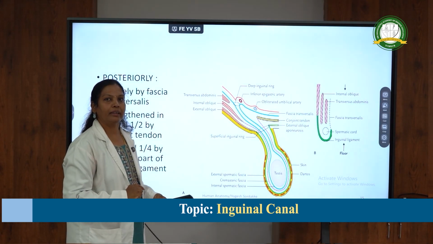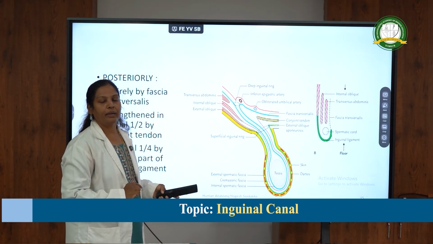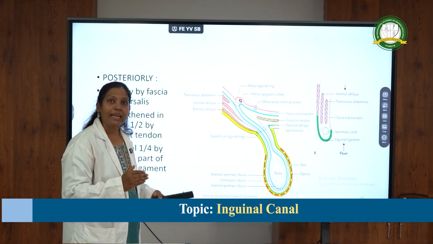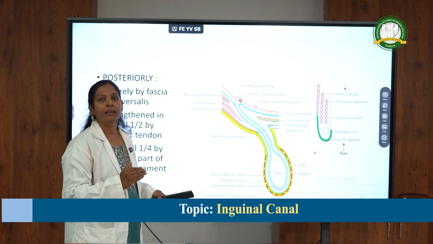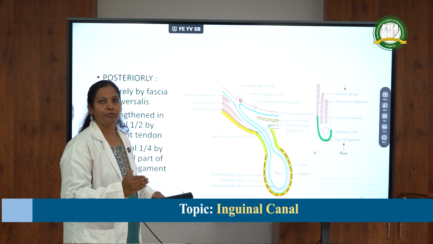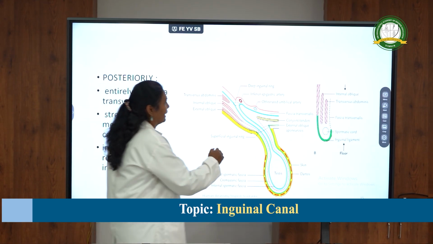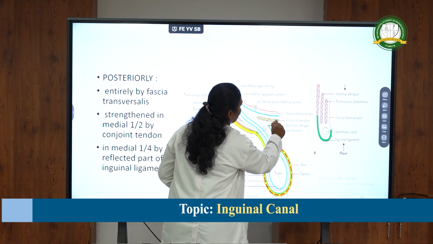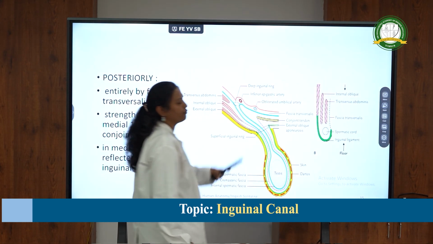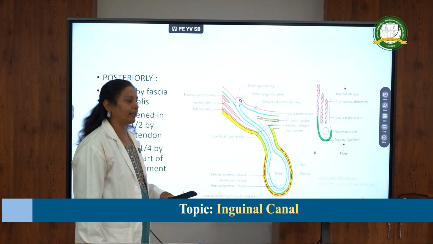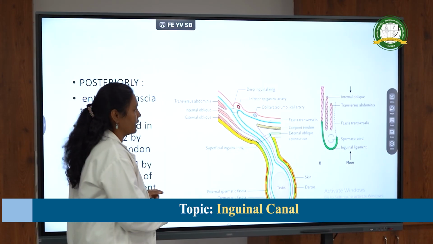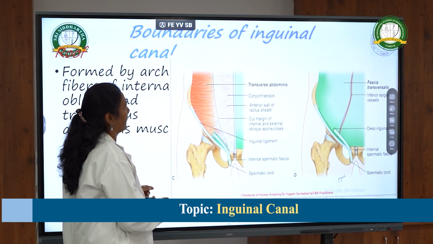So what is the conjoint tendon? The aponeurosis of the internal oblique abdominis muscle blends with the aponeurosis of the transversus abdominis to form the conjoint tendon. So that is reinforcing the posterior wall. The medial part of the posterior wall is reinforced by the conjoint tendon. So these are the anterior wall and posterior wall of the inguinal canal.